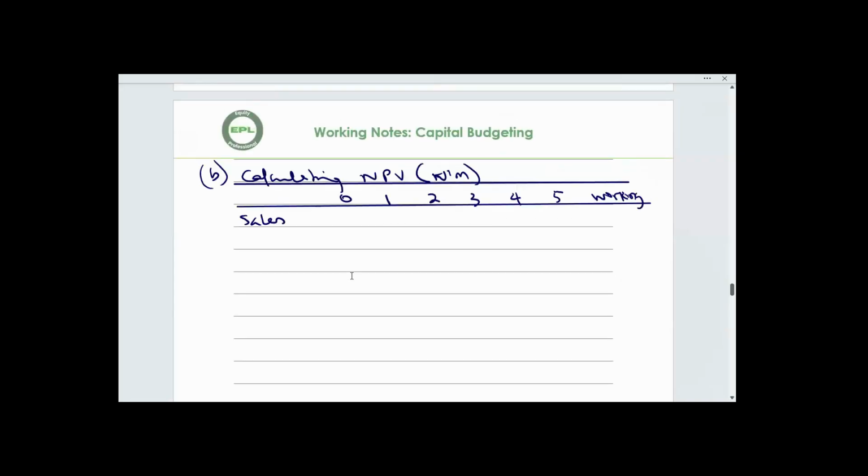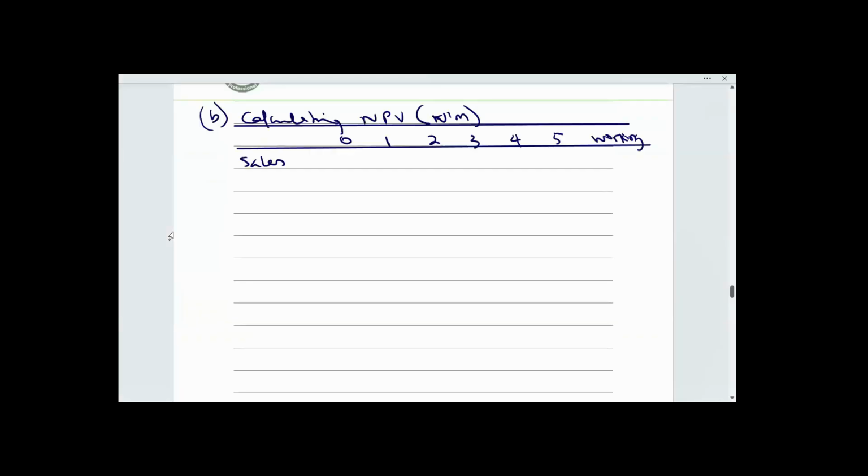This page will be for my NPV, so working will start from here immediately. After this, we need to state my assumption. Let me go to number C. What's the requirement of number C? You have to state any relevant assumption. So let's say page 1 and page 2 will be for my main solution, then the third page will be for my working. All right, so let's do working for NPV.